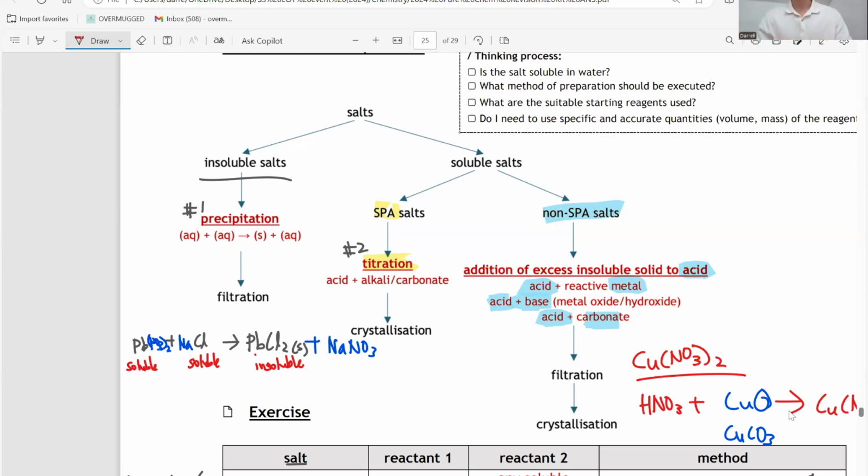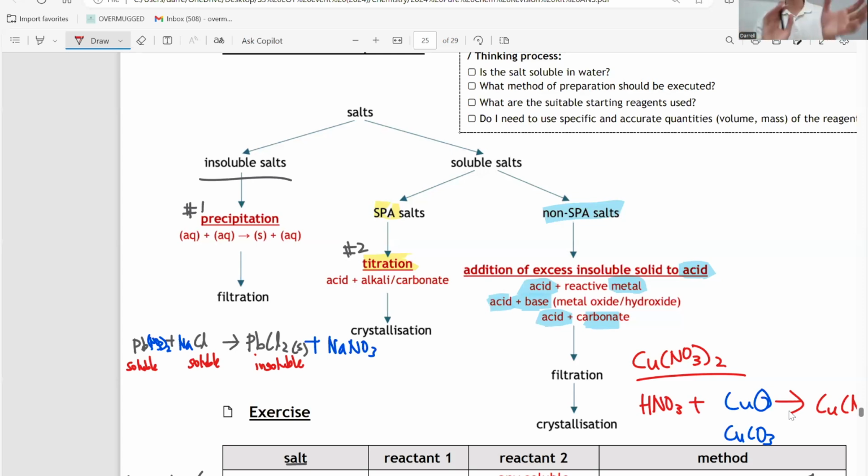Very simple. Your VIP status, the one that goes to the spa salon, uses titration. Only SPA. You need to be VIP status. SPA, then you use titration. Anybody else, yes, you are soluble, but you don't belong to the SPA category, you do acid reaction. I repeat one more time, soluble salts, there's a lot. If you are SPA, titration. If you are non-SPA, you do acid reaction.